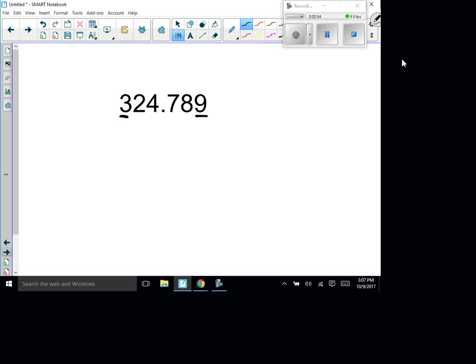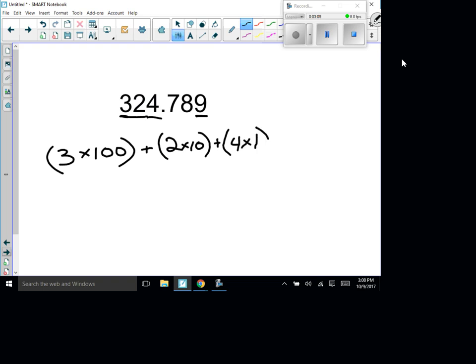So we have a 3. The 3's in the hundreds place. So 3 times 100 plus, when we go to the 2, that's 2 times 10, plus, we go to this 4, and the 4's in the ones place, plus, now into the decimals. 7 times 1/10. I like to use the fraction way. Either way is okay. 8 times 1/100. And then finally the 9, and that's 9 times 1/1,000.